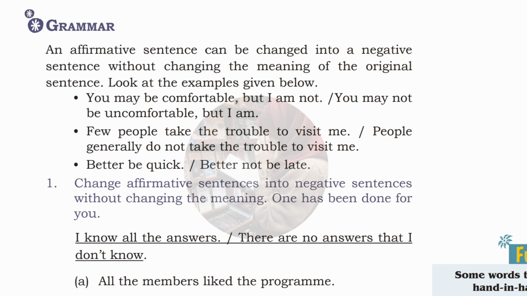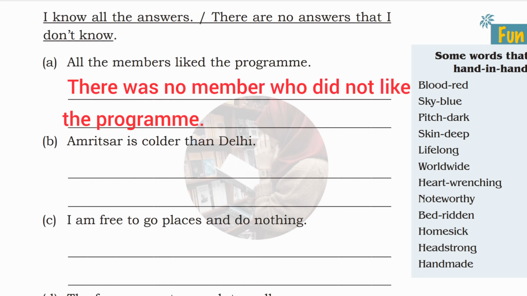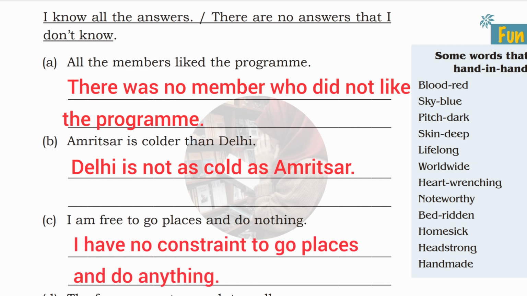Okay, here some examples are given, just go through them. Now we'll see the answers. First one is, all the members liked the program. So the answer is, there was no member who did not like the program. Second one, Amritsar is colder than Delhi. Answer, Delhi is not as cold as Amritsar. Third one, I am free to go places and do nothing. Answer, I have no constraint to go places and do anything.